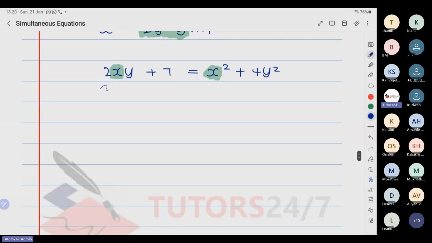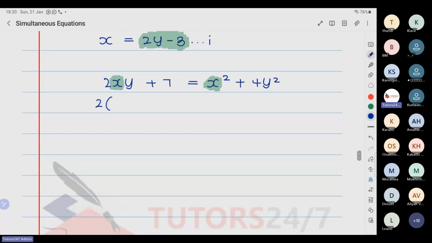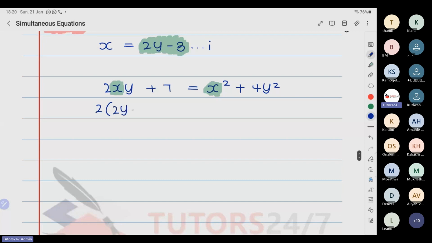So here we have 2 into, there's an x, so we substitute 2y minus 3. After the x comes y, plus 7 equals, there's another x, so you substitute 2y minus 3. There's a squared sign after that, plus 4y squared. So we write it as is, just wherever you see an x, you replace it with 2y minus 3. Everything else stays the same.